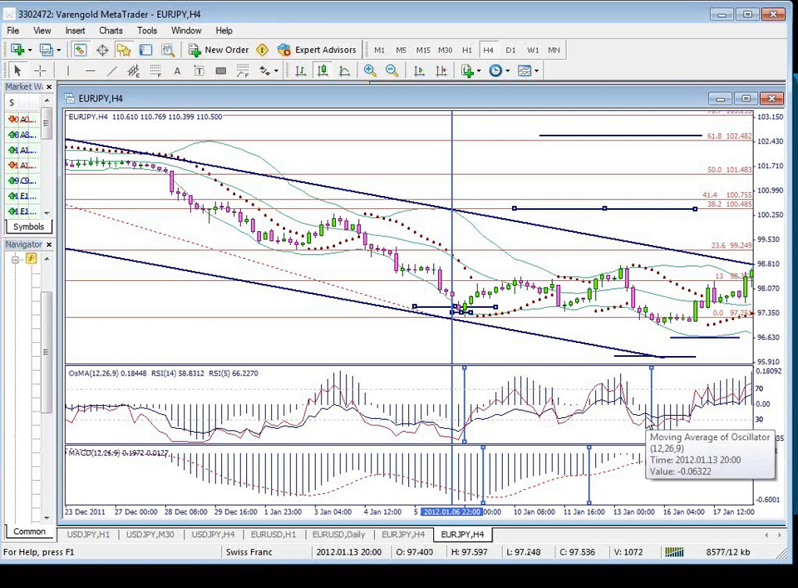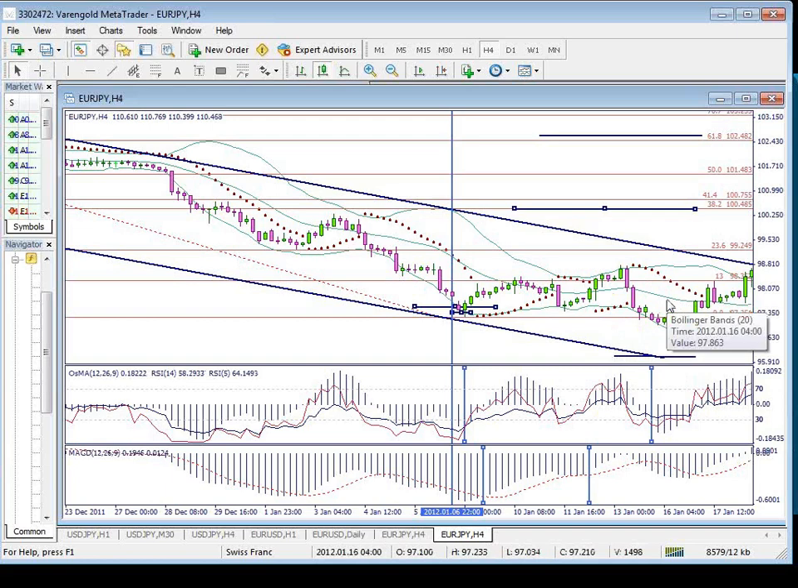So that was the event that made it quite difficult for me to maintain those trades. But this is trading. Sometimes you have to face those kinds of things.